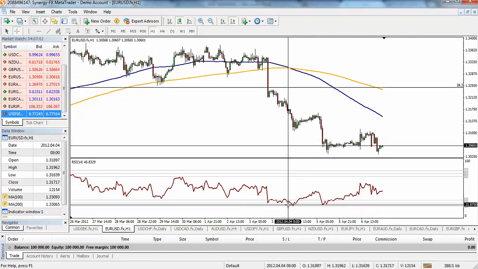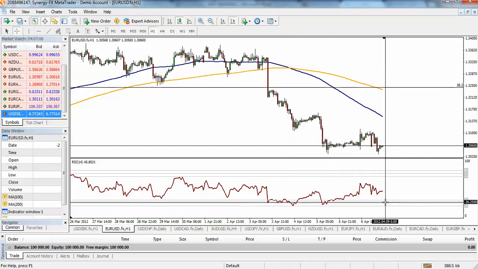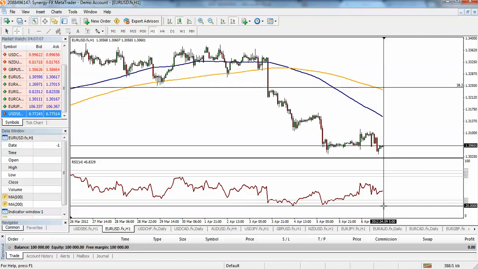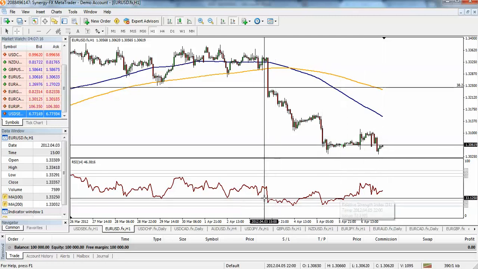So I think that the euro might have a little bit more to run. We could see RSI go back down below 30, but the risk to the upside is definitely a lot less than the risk to the downside. So I do like a push up from the euro.